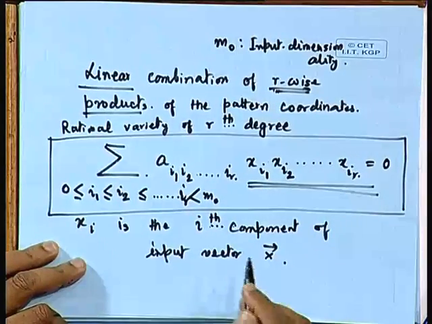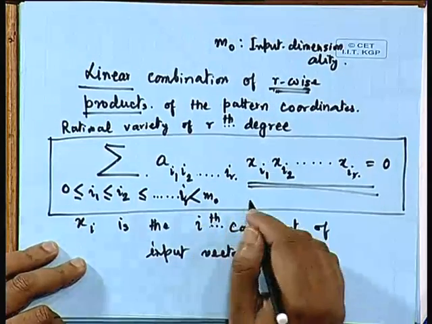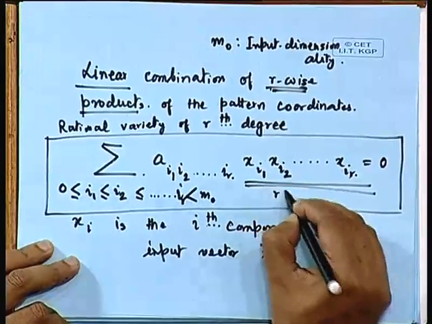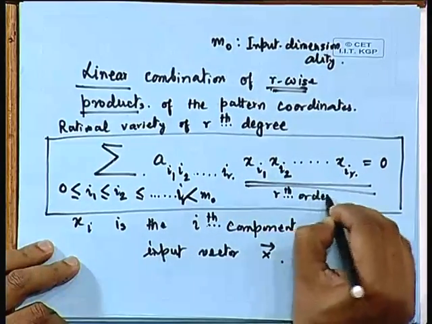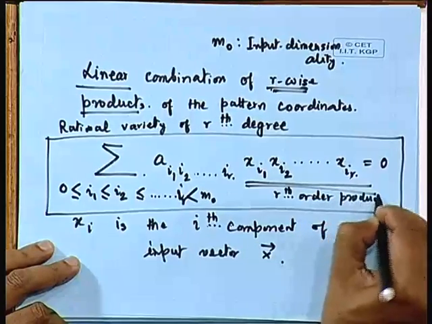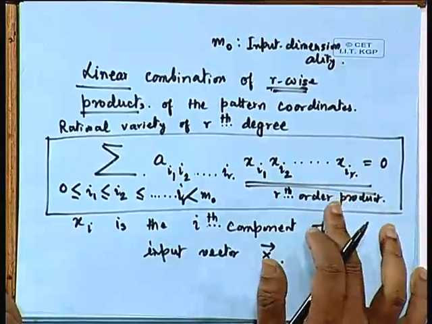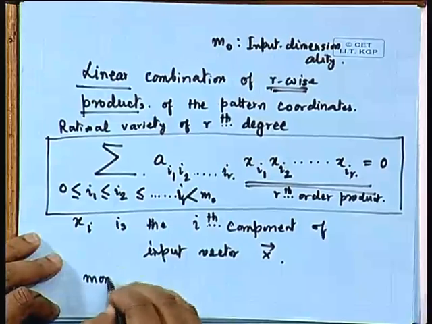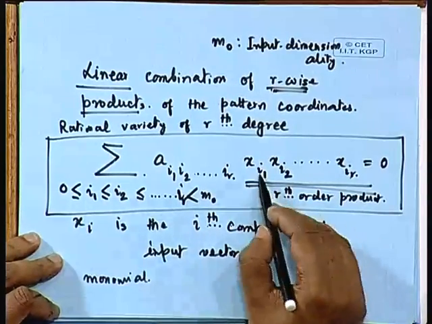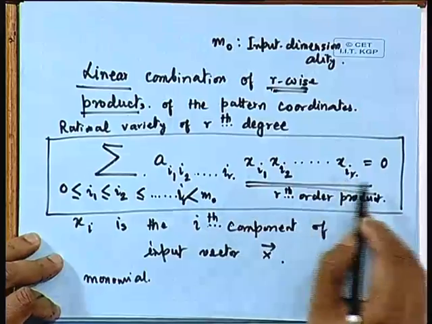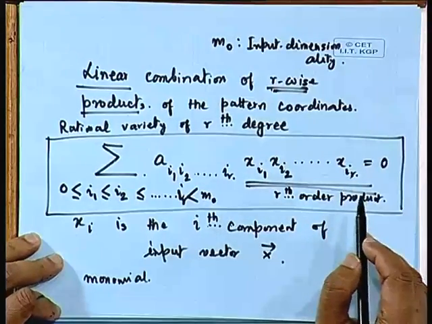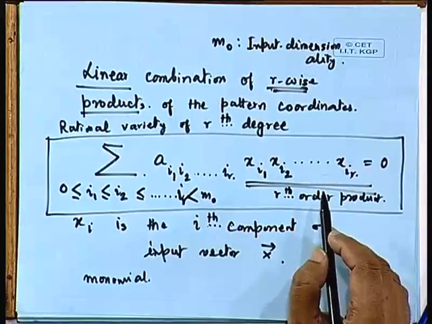So, basically it is a combinatorial problem. All this rth order product of entries, what I have written, xi1, xi2 up to xir, is an rth order product, and such a product term is called a monomial. So, this product term, this rth order product term, is called the monomial.